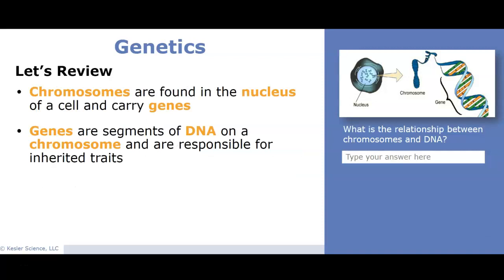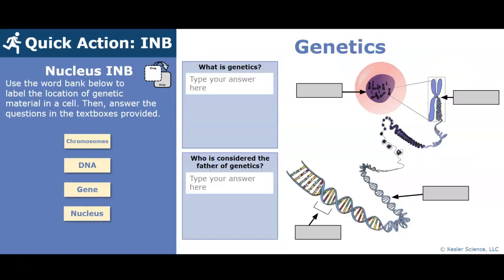So chromosomes, as we have studied in the past, are found in the nucleus, and they carry the genes. And genes are segments of DNA that are on the chromosomes. Here, you're going to answer what is genetics and who is considered the father of genetics, and then you're going to slide the boxes on the left over to where they belong.